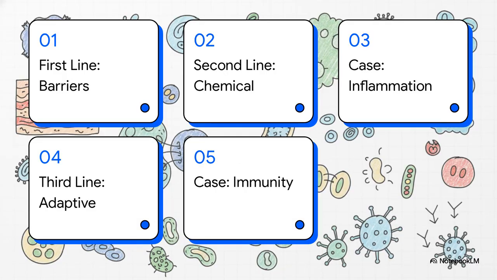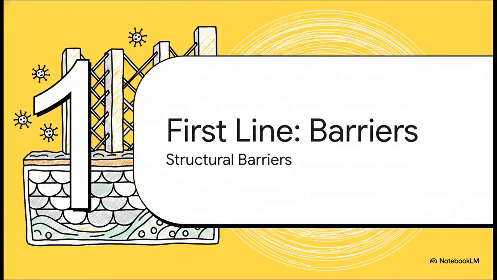So, here's our roadmap for this explainer. We'll cover the first line's structural barriers, the second line's chemical responders, and then test you with a clinical case on inflammation. After that, we'll dive into third-line adaptive immunity and wrap the whole thing up with a case on patient immunity. All right, Section 1, first line, structural barriers.